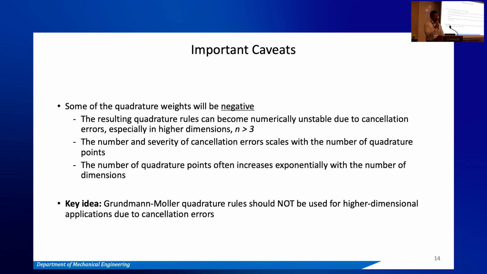And this problem gets worse as you go into higher dimensions because you have to use more quadrature points for a given polynomial degree. And the number of points generally will increase exponentially as you go up into higher dimensions. Okay, so from our perspective, you should not be using these rules in higher dimensions unless you want to die by 1,000 cancellation errors.